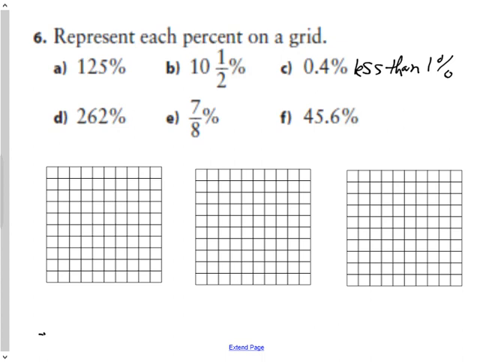Now your next one, D, says 262%. So the first thing we're going to shade in is 100% of this one. And then we're going to shade 100% of the other one. So right now this picture represents 200%. And then if I shade in 6 of these, that's 260%. And 2 more is 262%.